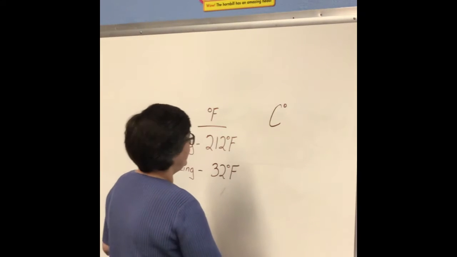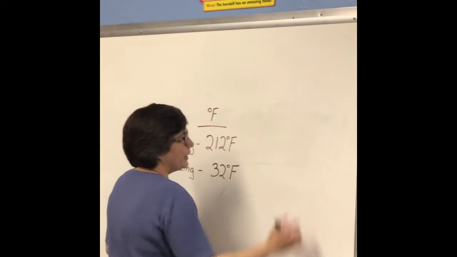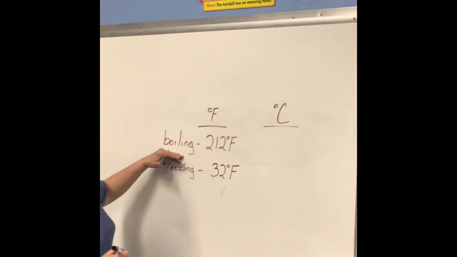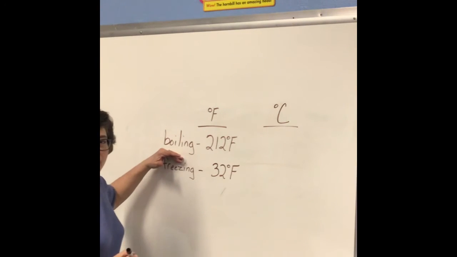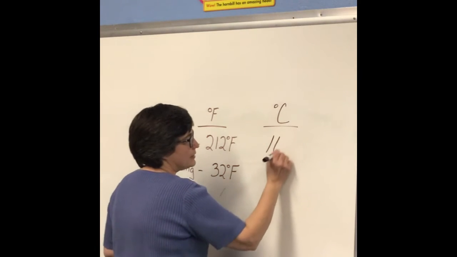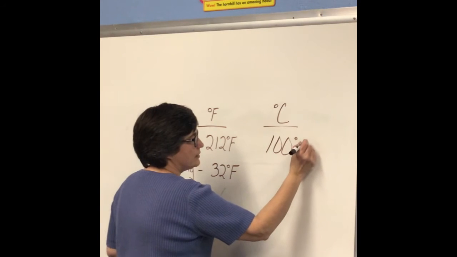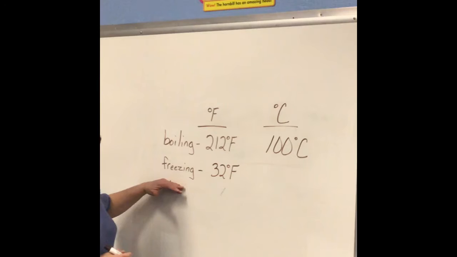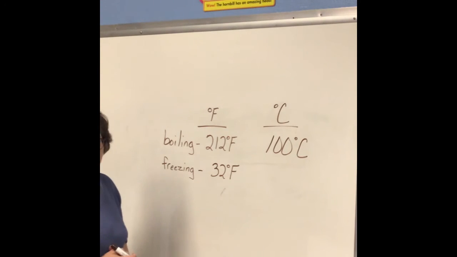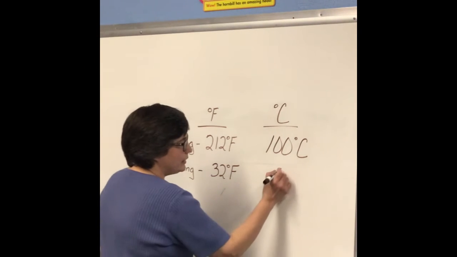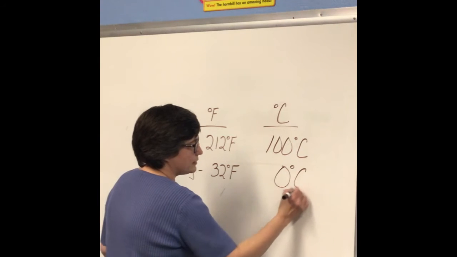Okay, now what about on the Celsius? Oh, excuse me, backwards. Okay, on the Celsius thermometer, what is the boiling point there? Who remembers? Emery. Yes, it is 100 degrees Celsius when water boils. Okay, what about the freezing temperature? Jet, you are correct. It is 0 degrees Celsius.